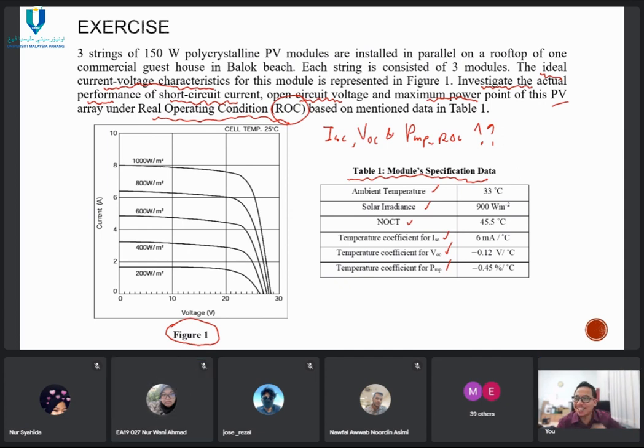Kira lah, you need to calculate. Of course, we need to solve this problem. But first of all, what should we do? We have to find the corrected ISC, VOC and PMP. So first of all, extract data. What data?